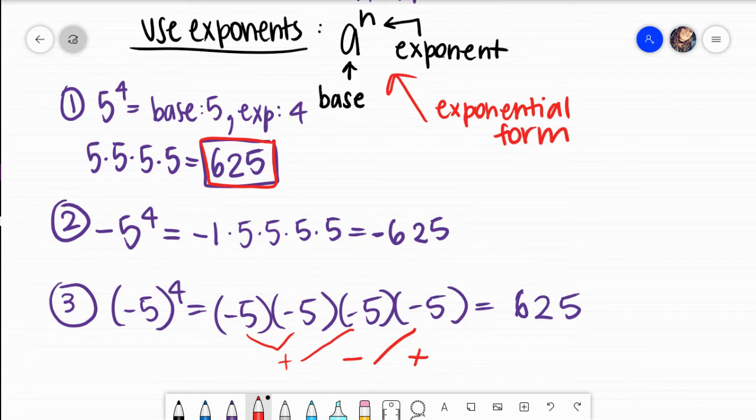So hopefully that makes a lot of sense to you as far as when you have negative signs. Be sure that you know: is it included with the base? Is it just next to the base? Will I evaluate it altogether the way I did problem 3, or will I evaluate it separately the way I did problem 2?